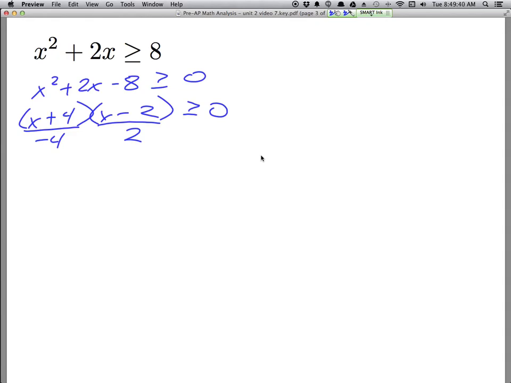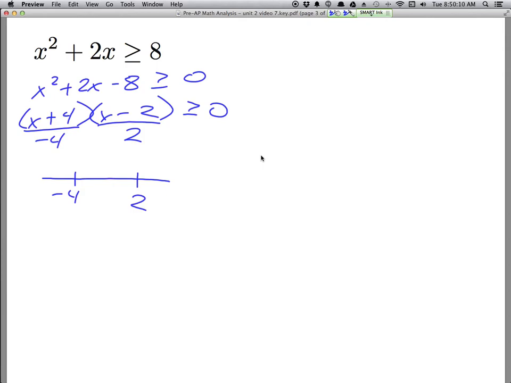Does anybody know what else we need to do? All right, who said that? Put it on the number line. Because what are we interested in finding? What x values are we interested in finding? Since I'm an inequality, what x values am I looking for? Very good. The ones that make the inequality true.